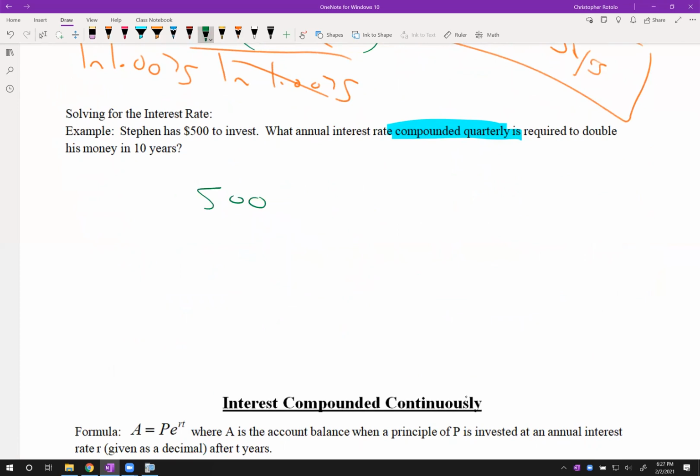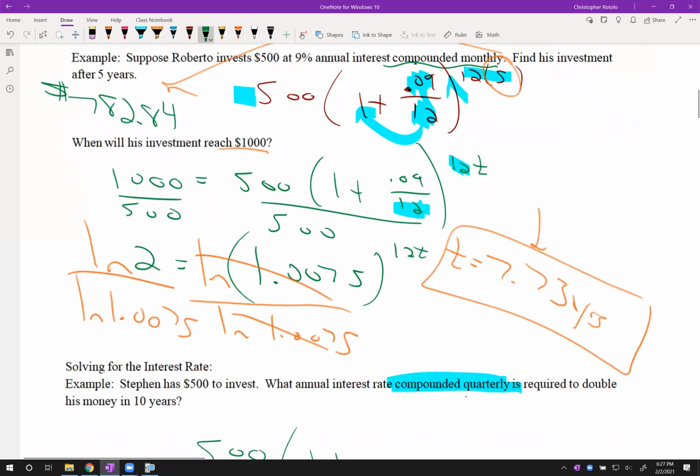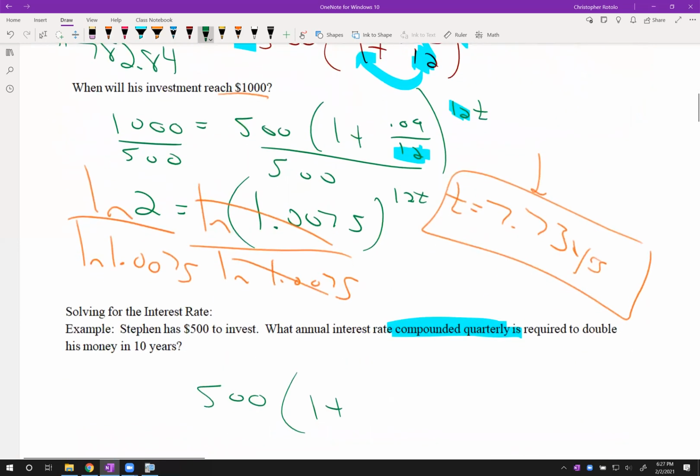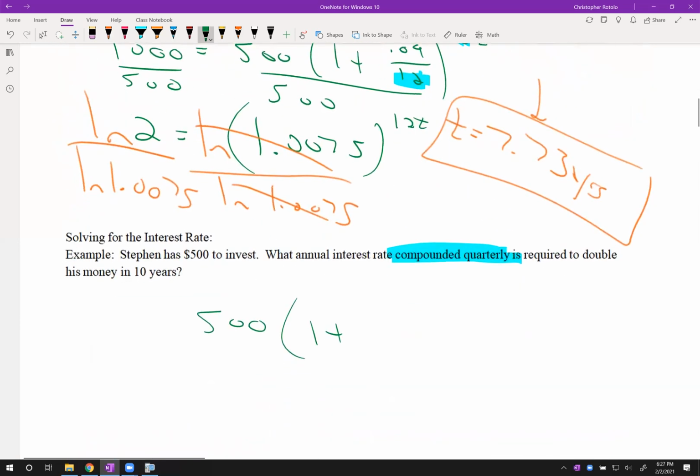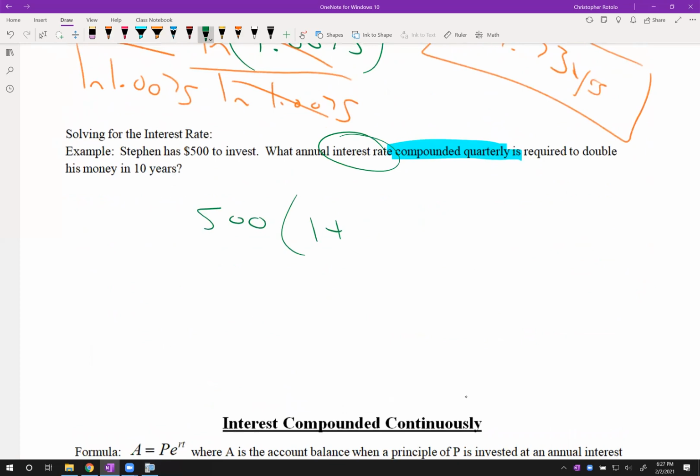All right, $500 to invest. 1 plus, we are talking about, what was this? This is the same problem, right? Oh, no. What annual interest rate? So we're trying to find out what's the interest rate. The rate divided by 4. And he wants to double his money in 10 years. So it has to be equal to 1,000. And that means we need 4 times 10 out here.